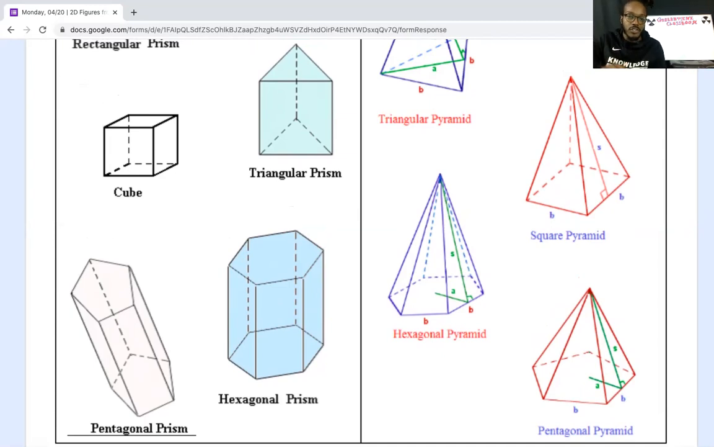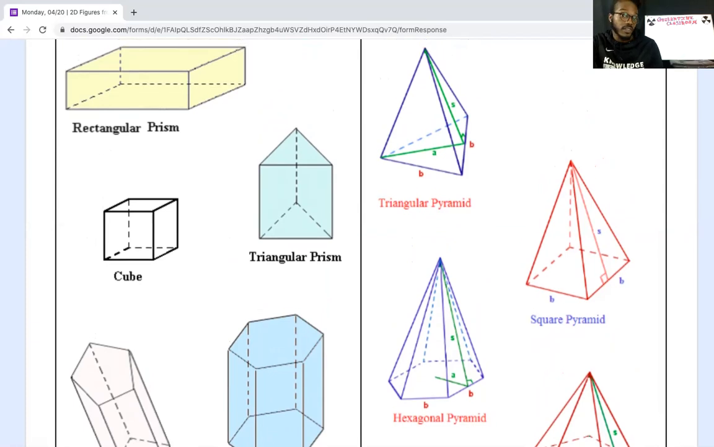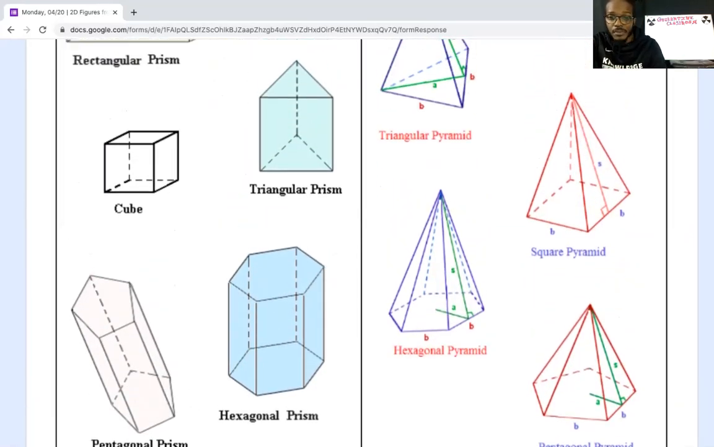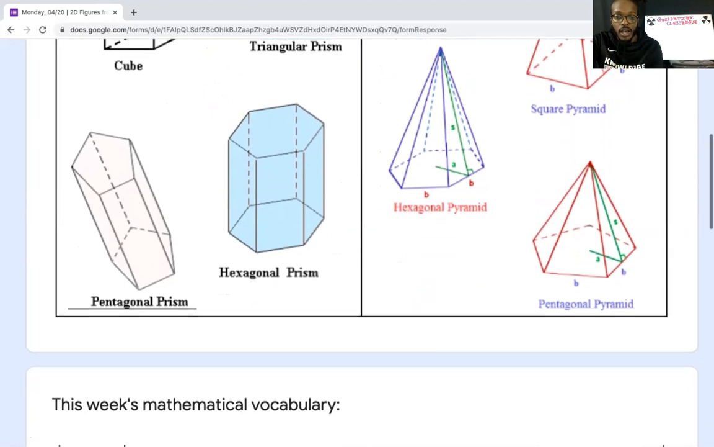So the first name is given to it from its base, and then the last name is given to it from its faces. That's going to be super important as we go through.